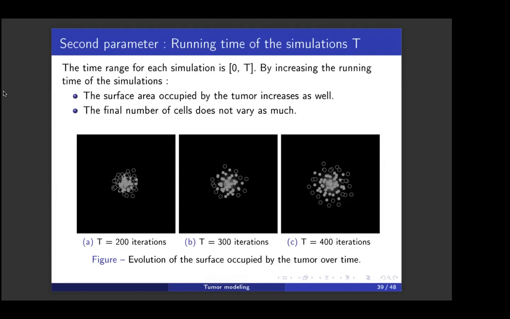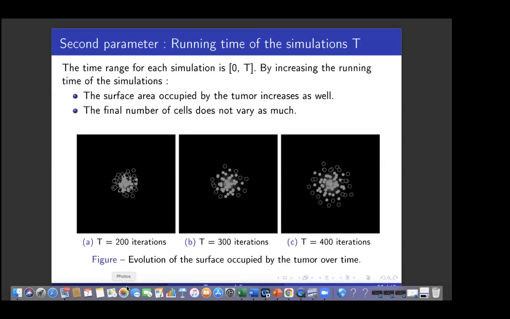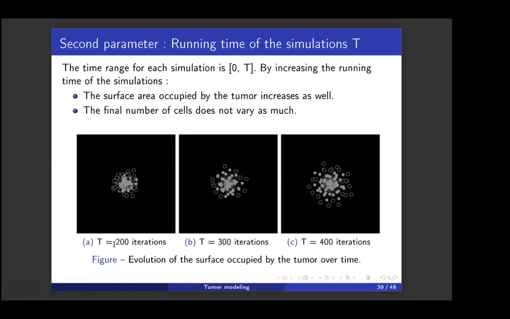The second parameter is the running time of the simulation. By increasing the running time, we consider only 200 iterations, 300 and 400, and we remark that the surface area occupied by the tumor increases as well, and the final number of cells does not vary as much.